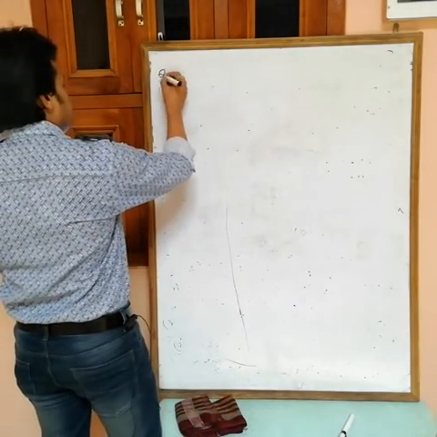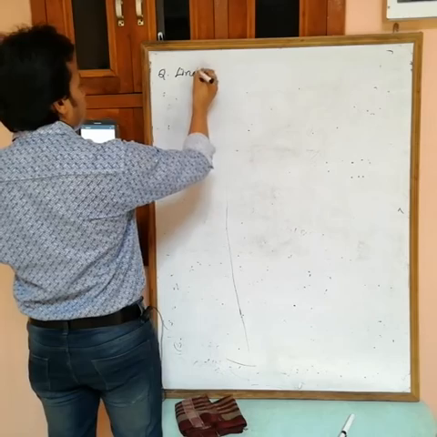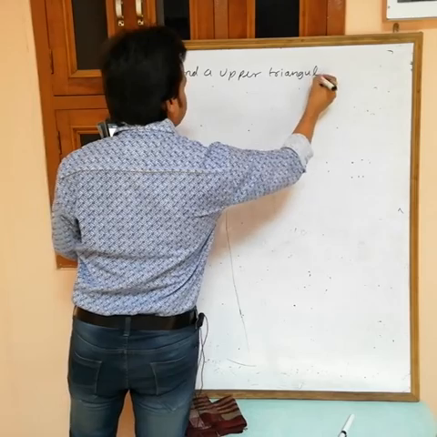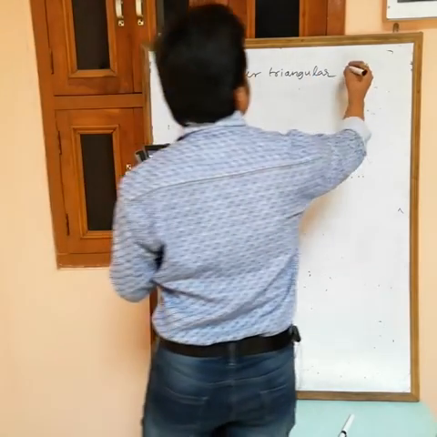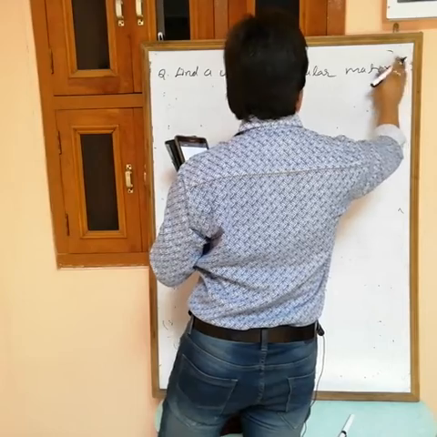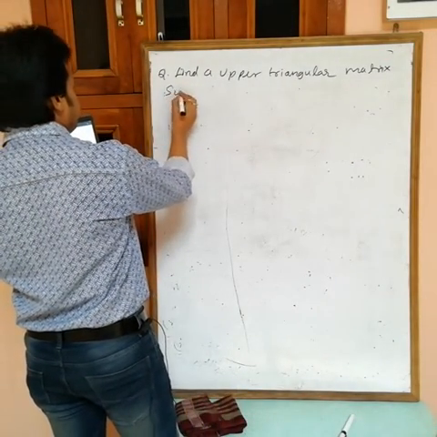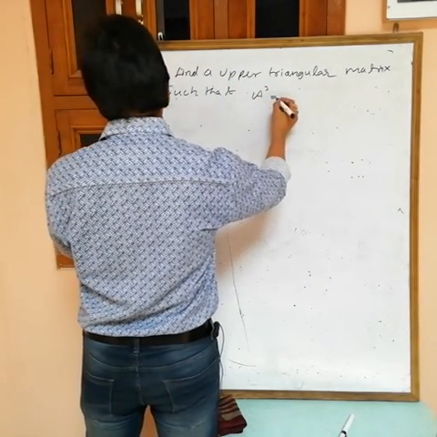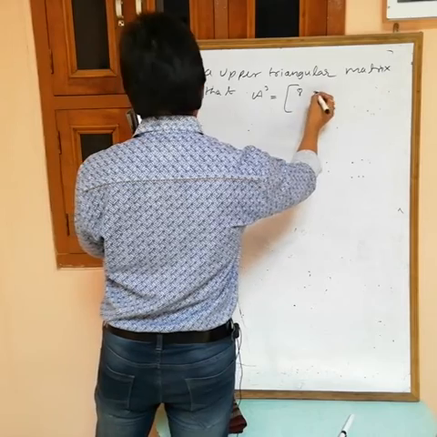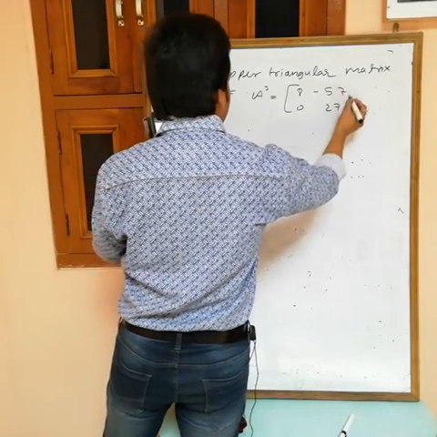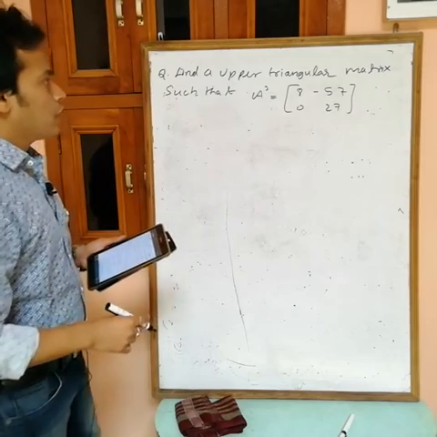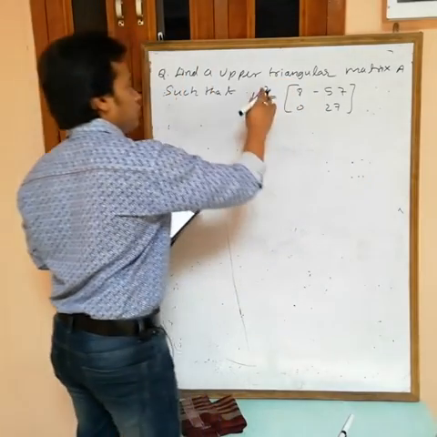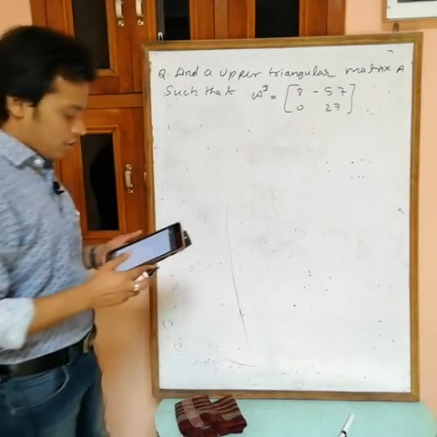Right, next question. Find an upper triangular matrix A such that A power 3 is equal to [[8, -57], [0, 27]]. Okay, try this one. Find an upper triangular matrix A such that A power 3 is equal to this one. Okay, find out fast.